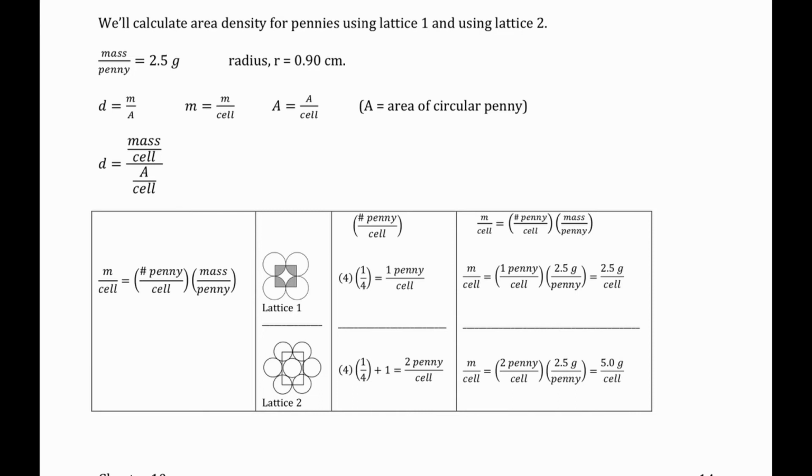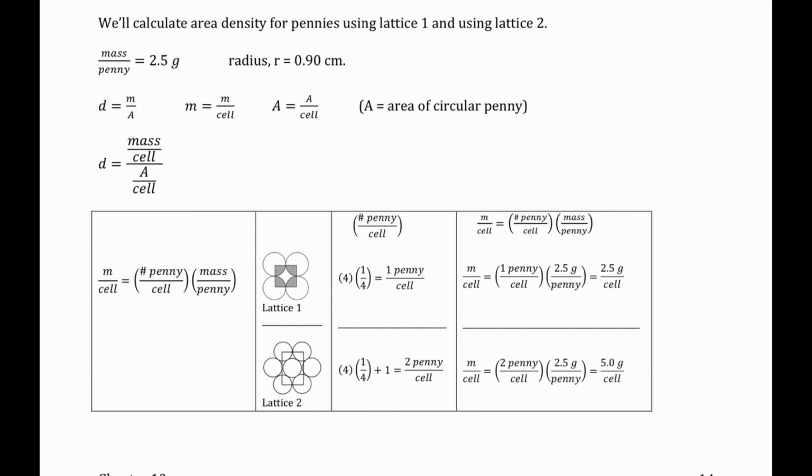Okay, so in our area density, density will be the mass per area. The mass is the mass per cell. The area is the area per cell. And so density is mass per cell divided by area per cell. Okay, so for the mass per cell, what we have to do is figure out how many pennies we have in a cell and multiply that by the mass per penny. Okay, so number of pennies in the cell.